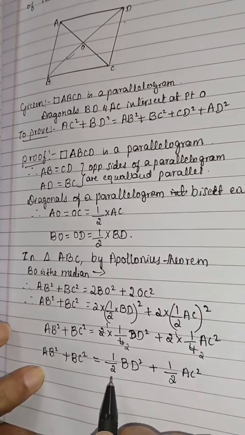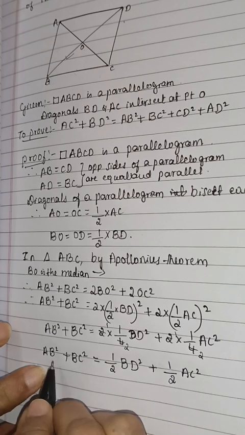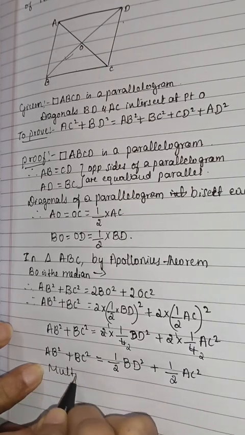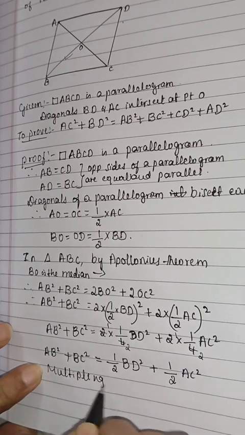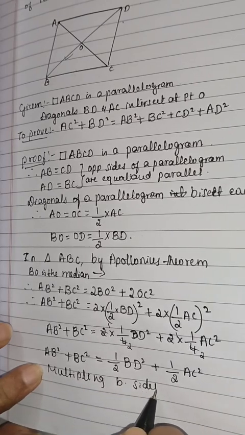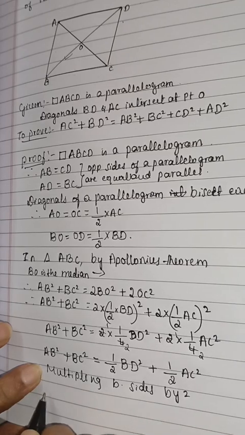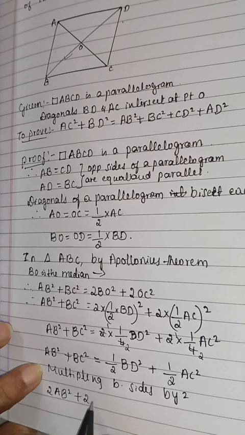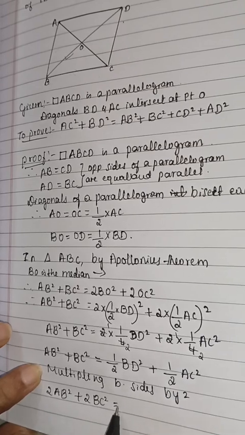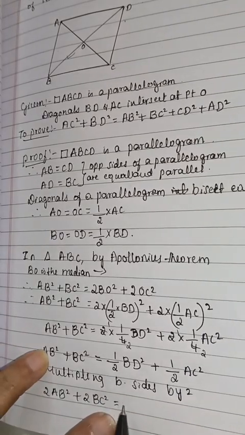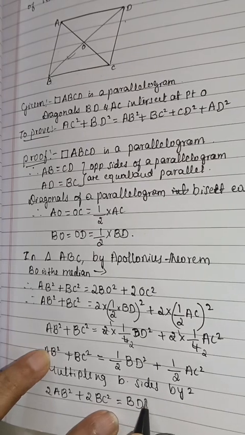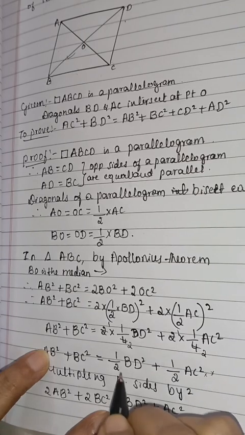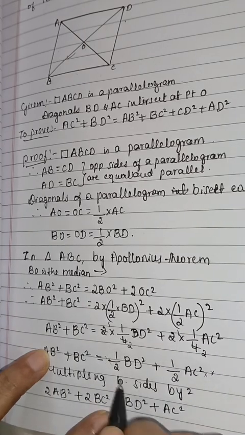Here a fraction has come, so multiplying both the sides by 2, we get 2AB square plus 2BC square equals, multiplying by 2 means the 2 goes, BD square plus AC square.